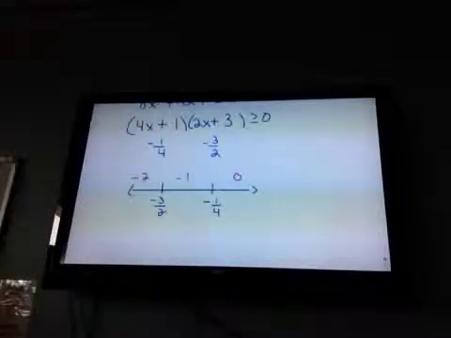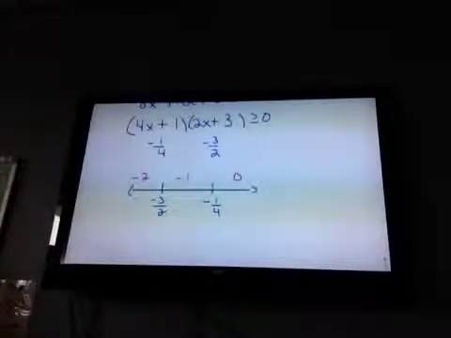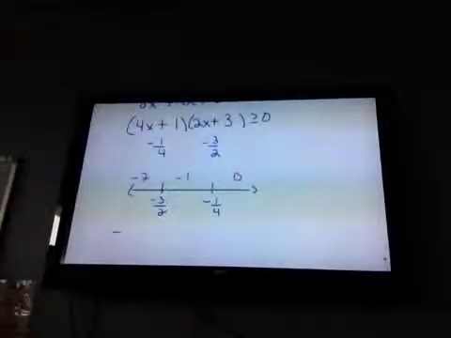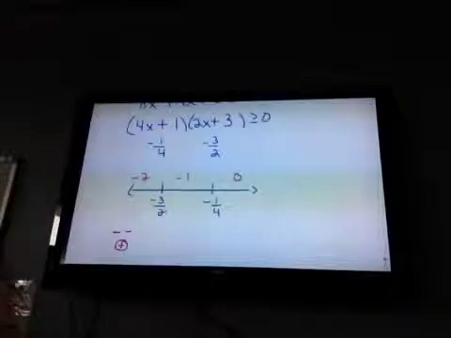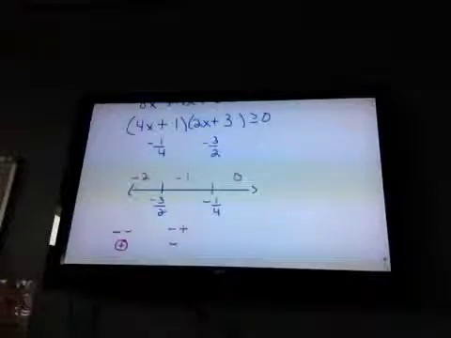All right, so negative 2. 4 times negative 2 plus 1: negative 8 plus 1, negative. 2 times negative 2 plus 3, negative. So that's positive. Negative 1. 4 times negative 1 plus 1, negative. 2 times negative 1 plus 3, positive. That's negative.